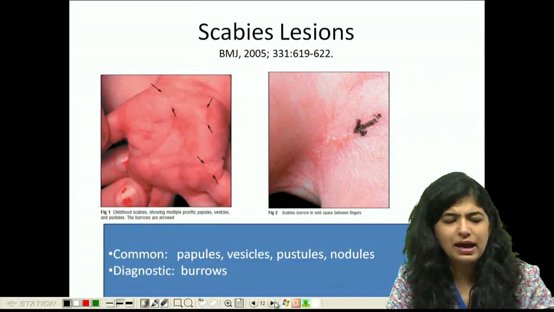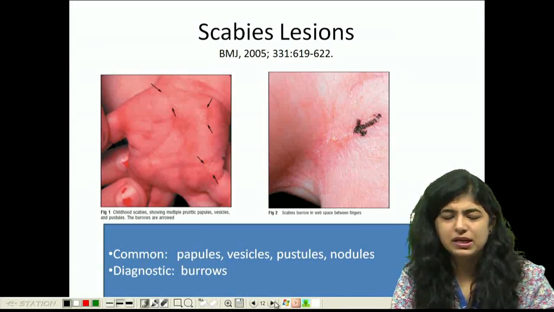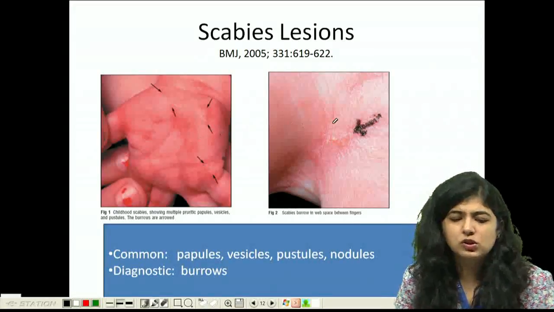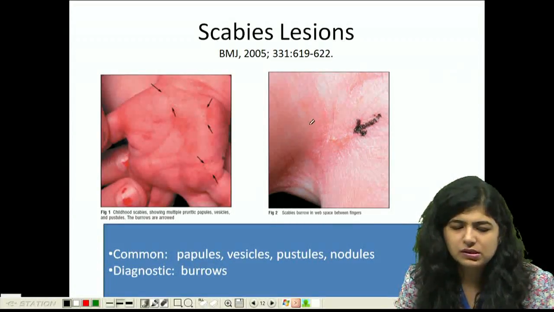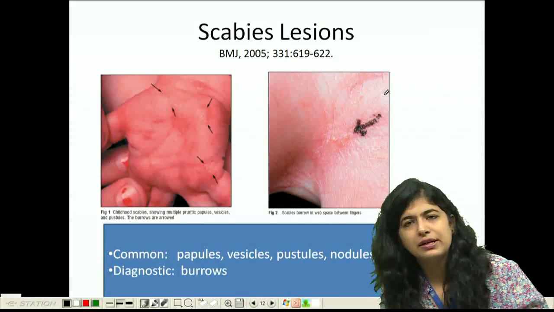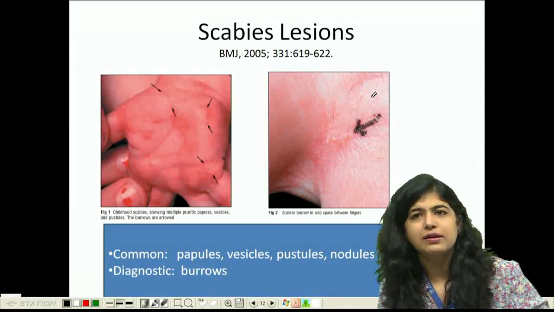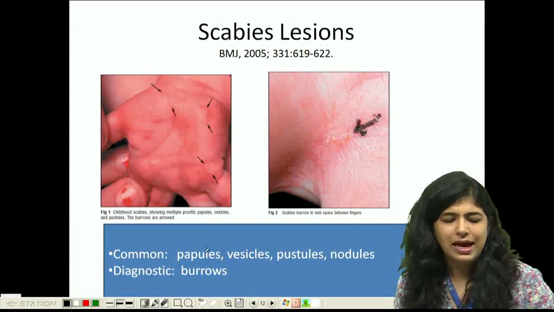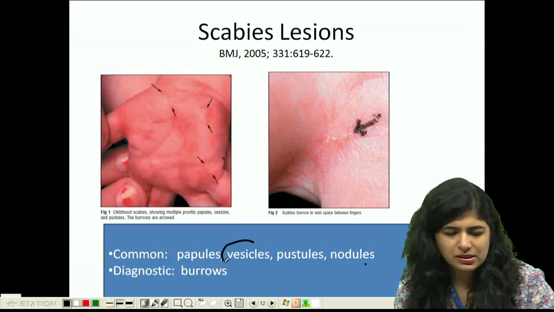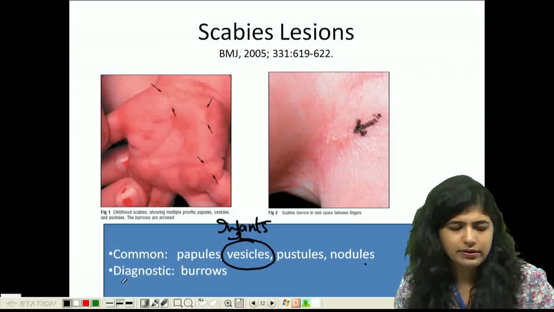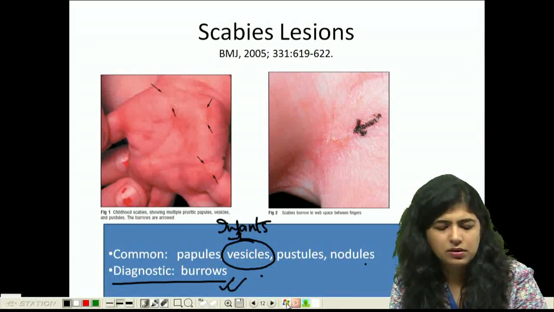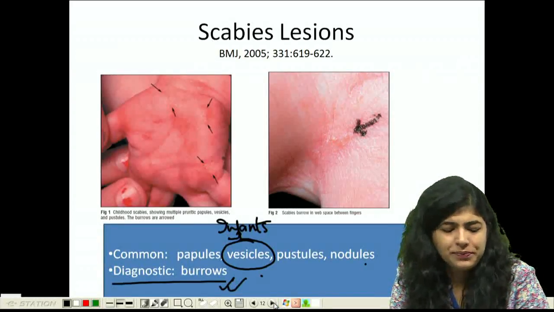This is an image that I have of the lesions in the baby as described in the question. There are these vesiculopustular lesions on the palms and soles, and the finger webs. Very important in questions in adults also, they will tell you that there are lesions present in the finger webs. And they can be anything, but vesicles are only found in infants. Diagnostic is burrow, that we've already read. Clear to everyone? Should we move on to the next one?